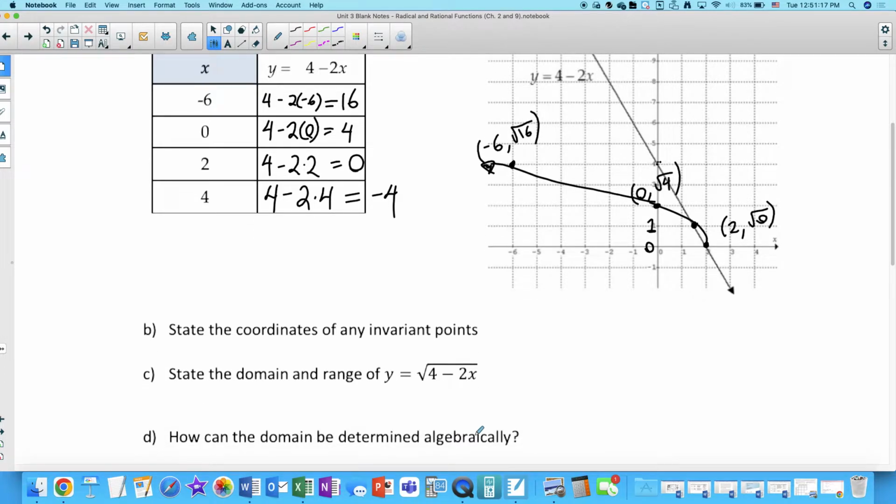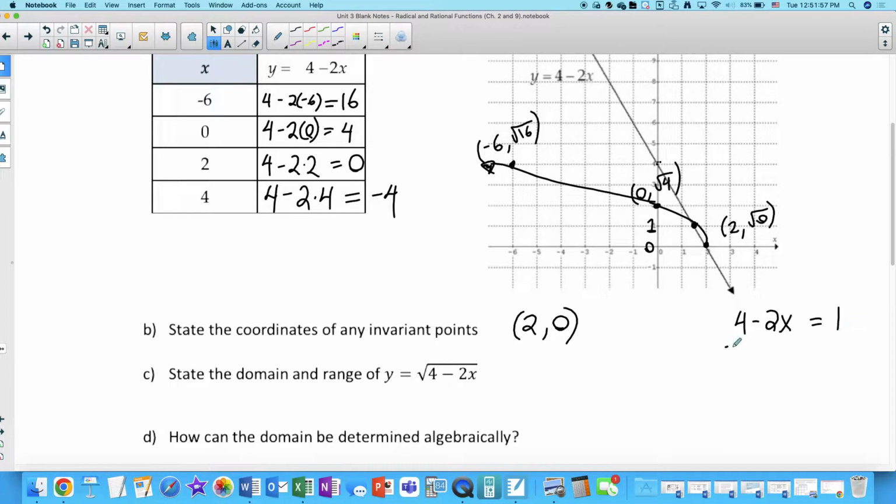So state the coordinates of any invariant points. Okay, so the invariant points happen firstly at 2, 0. Okay, now I believe that this is, what is this? Let's solve for it. Okay, the x value of the invariant point is going to be when 4 minus 2x equals 1. That's what we're looking for. Because we want to get an invariant point, we want this part to be equal to 1 so that when we take the square root of it, we still get 1. Okay, so this is how we could algebraically solve for this.